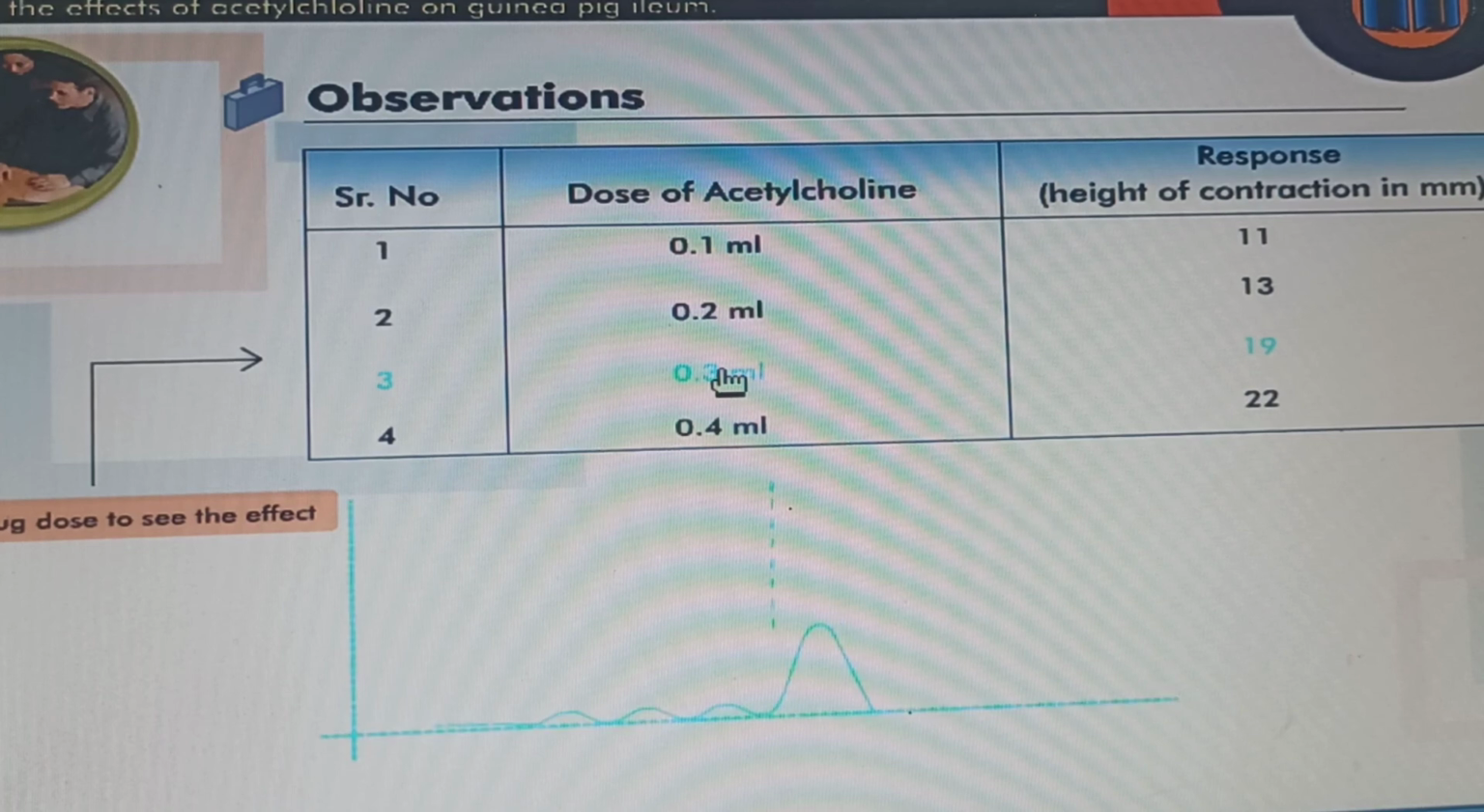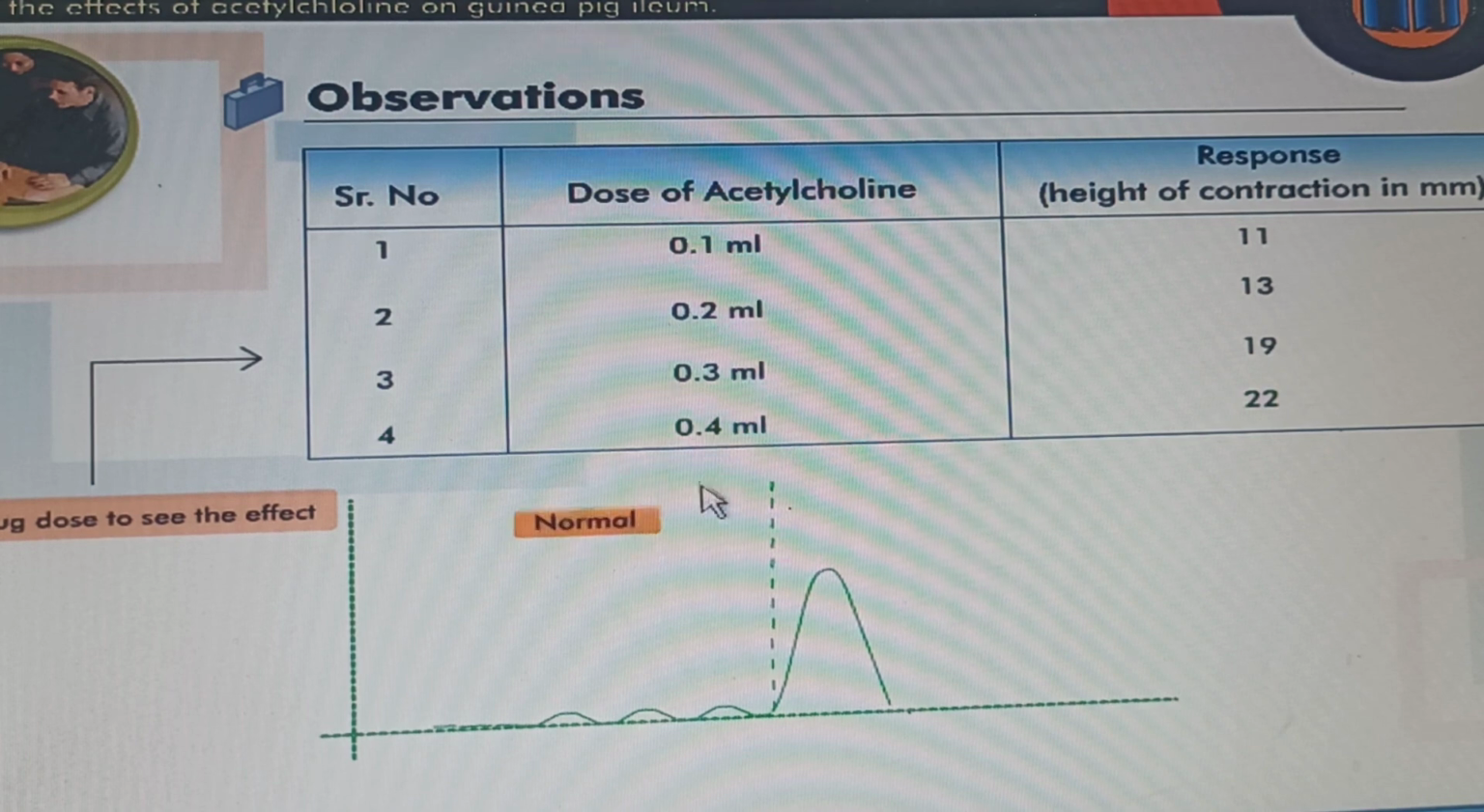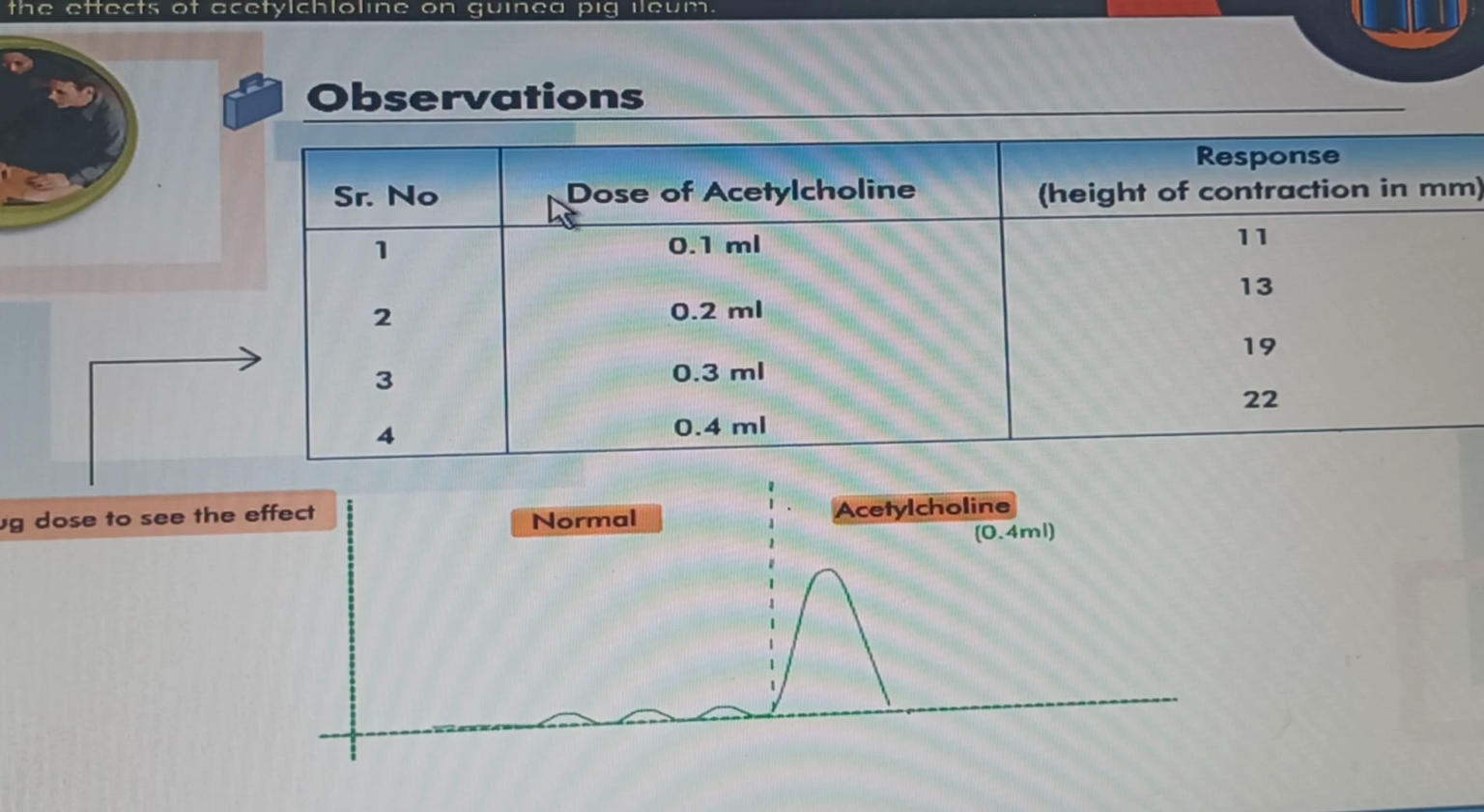When the dose given is 0.3 ml, 19 mm is the height, and at the dose 0.4 ml, the height of contraction is 22 mm. From this, we can say that with increasing dose of acetylcholine, the contraction of smooth muscle also increases. That means acetylcholine acts as a spasmogen.